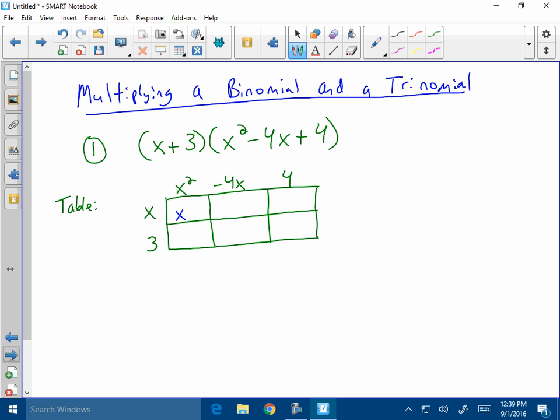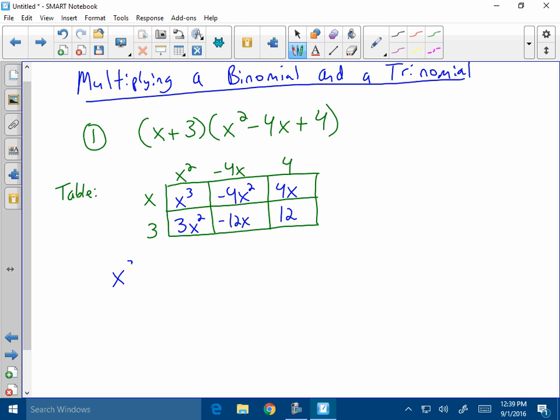So x times x squared is x to the third. x times negative 4x is negative 4x squared, and then x times 4 is positive 4x. In the bottom row of the table, 3 times x squared is 3x squared, 3 times negative 4x is negative 12x, and then 3 times 4 is 12.